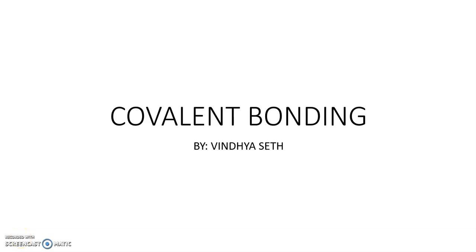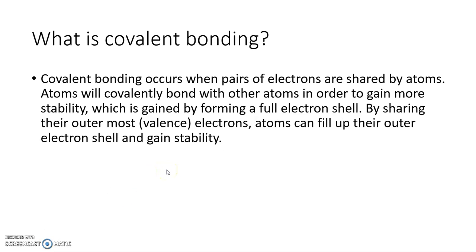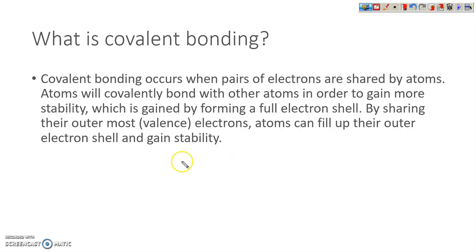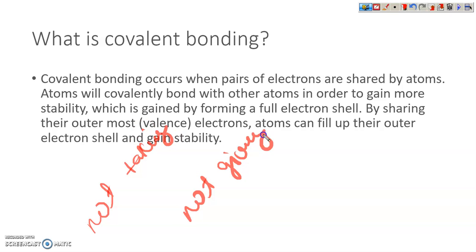My name is Vindhya Seth and today I'm going to teach you covalent bonding. What is covalent bonding? In a short definition, covalent bonding is a type of bonding where electrons are neither taken nor given. They're just shared. You can write it as: not taking, not giving, just sharing. This is a short definition you can write.